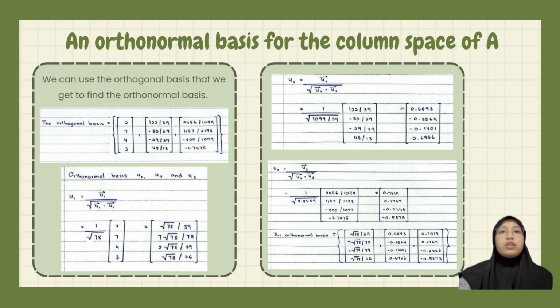Therefore, the orthonormal basis is obtained by normalizing each orthogonal vector. In conclusion, the steps to find an orthonormal basis are directly dependent on the orthogonal basis. We first obtain orthogonal vectors using the Gram-Schmidt process and then apply the normalization formula to each vector.